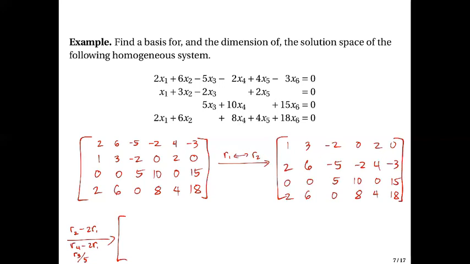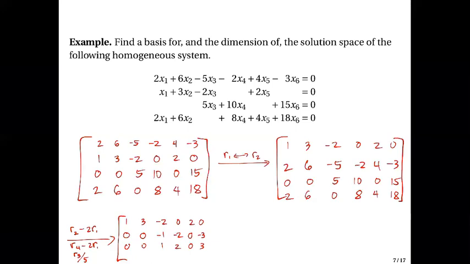So in here, we just copy row 1. You have 1, 3, -2, 0, 2, 0. For row 2, row 2 minus 2 row 1, so 2 minus 2, that's 0. 6 minus 2 times 3, that's 6 minus 6, again 0. -5 minus 2 times -2, so -5 plus 4, that's -1. -2 here, and then 4 minus 2 times 2, that's 4 minus 4, that's 0. And then you have here -3. And then for row 3, we are just dividing by 5. So you will have 0, 0, 1, 2, 0, 3.